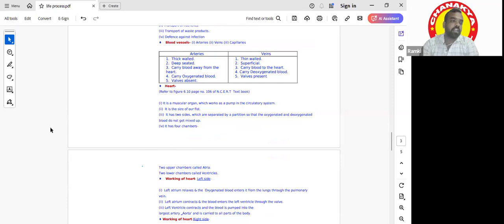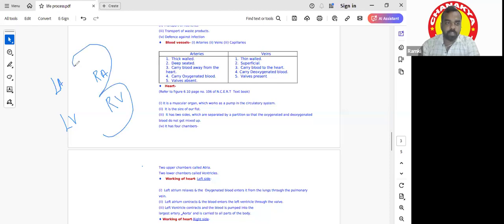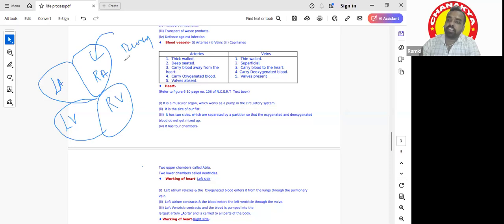So now I will tell you the working of the heart. Dear, the heart consists of how many chambers? It consists of four chambers: right atrium, left atrium, left ventricle, and right ventricle. The right atrium receives the deoxygenated blood from two structures, the superior vena cava and inferior vena cava. The vena cava receives only deoxygenated blood.